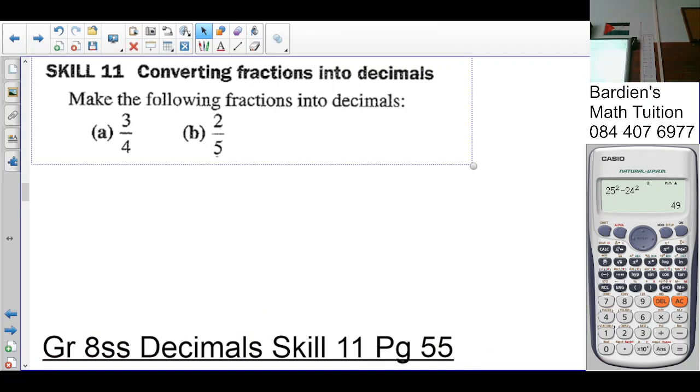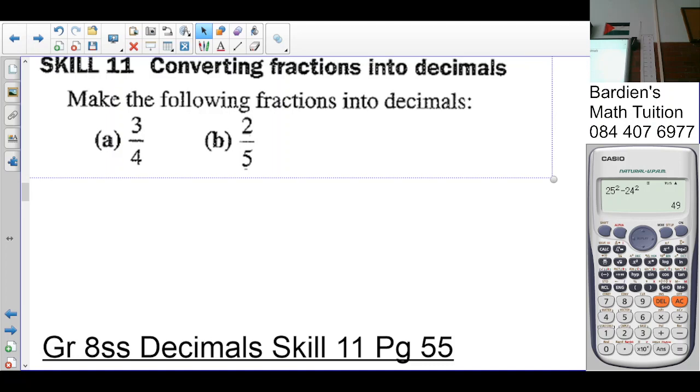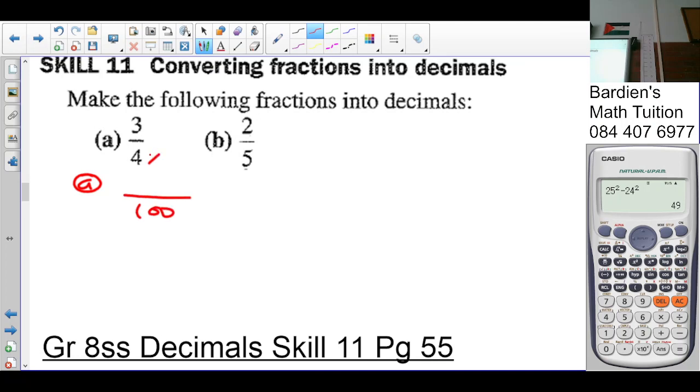So if we're looking at A, how can I get 4 multiplied by what is 10, 100, 1000? 25. So that will give me 100, not so. Times by 25, so it's going to give me 75. So this is simply 0 comma, it's 2 zeros, so 2 decimal places. So 0,75. You all agree with that?